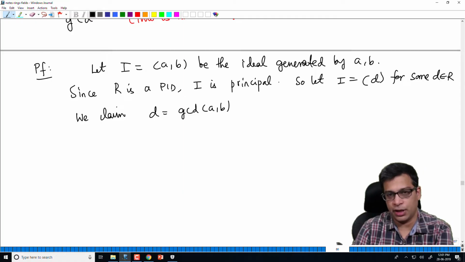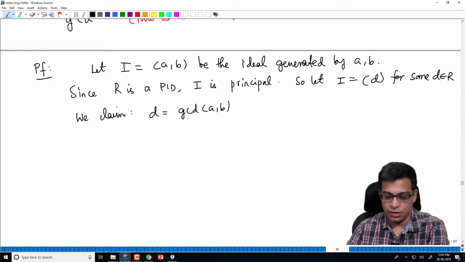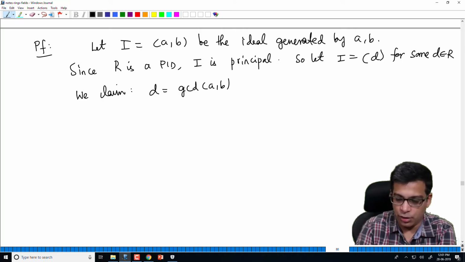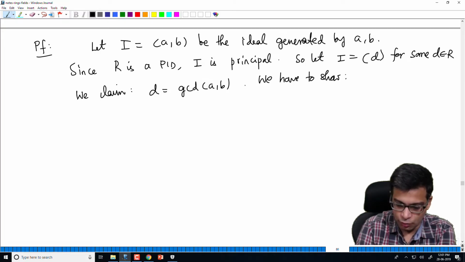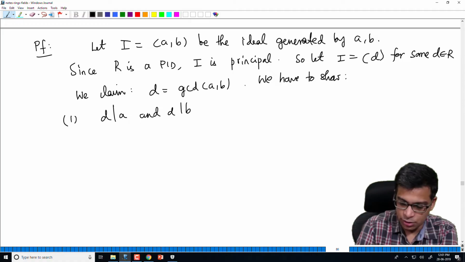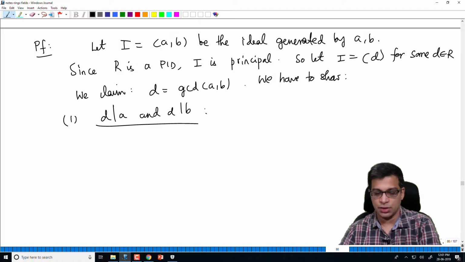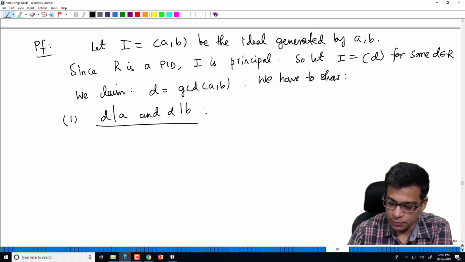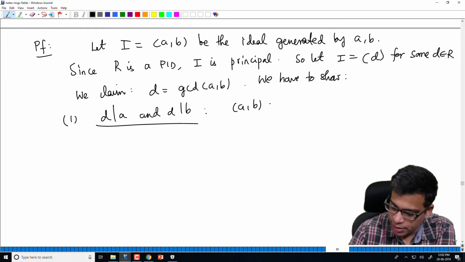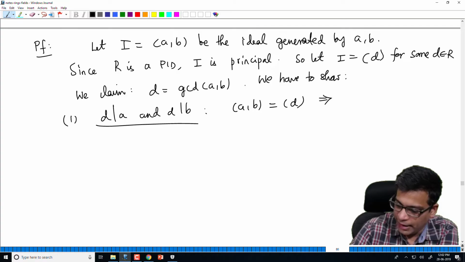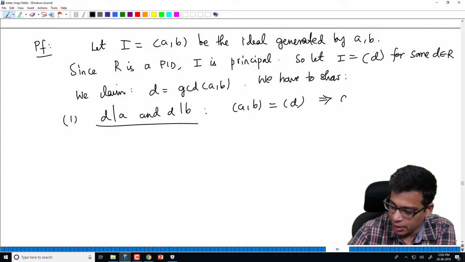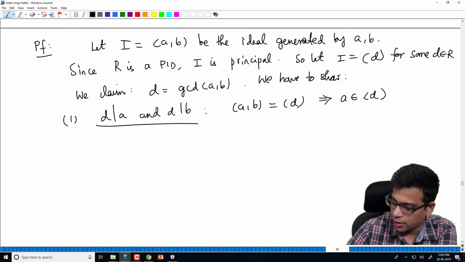Remember, there may exist several GCDs, but d is one of them. So first of all, remember what is GCD? We have to show, one, that d divides a and d divides b. So let's quickly check this. Why is this true? Remember, the ideal generated by a and b is equal to the ideal generated by d. But a is an element of the ideal generated by a and b. So a is an element of the ideal generated by d.